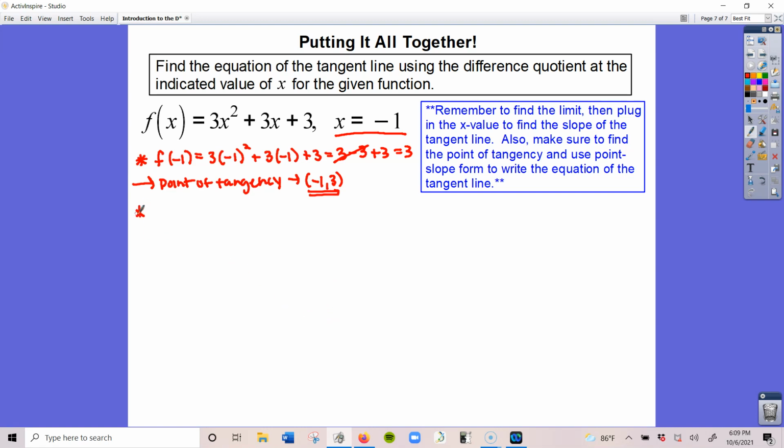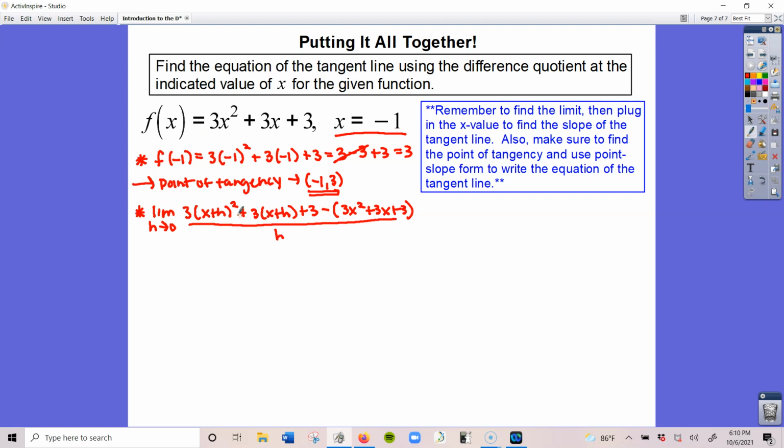Now we need to find the derivative, which we're going to get from the limit of the difference quotient, which remember is f of x plus h. So I'm going to plug in x plus h for every x. So that's 3 times x plus h squared plus 3 times x plus h plus 3 minus all of f of x, so 3x squared plus 3x plus 3, and everything is over h.